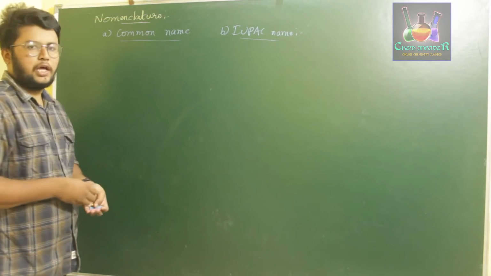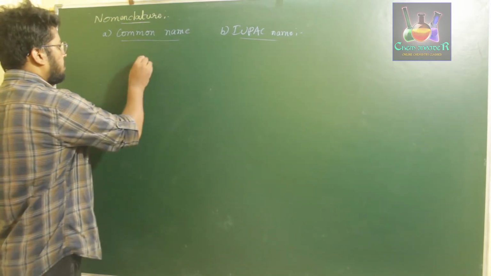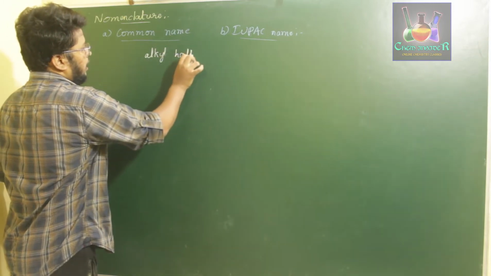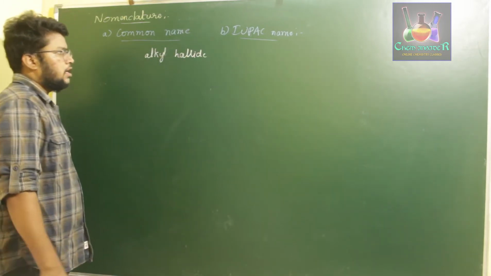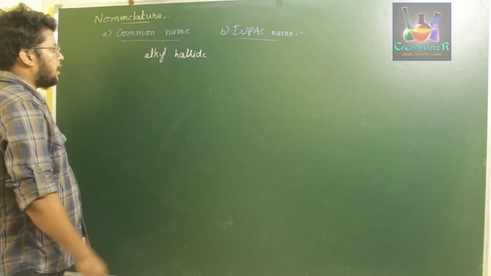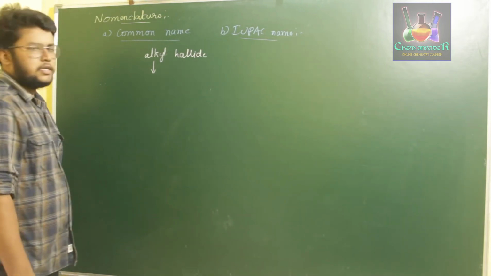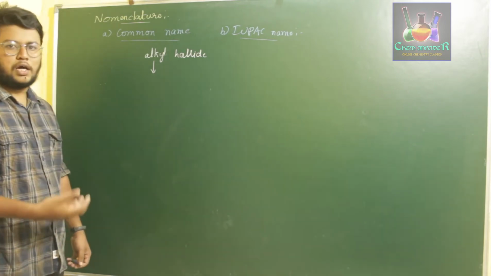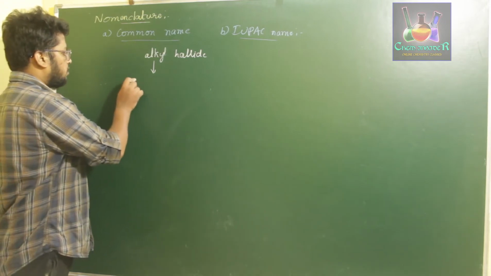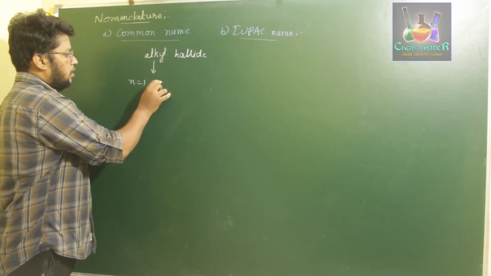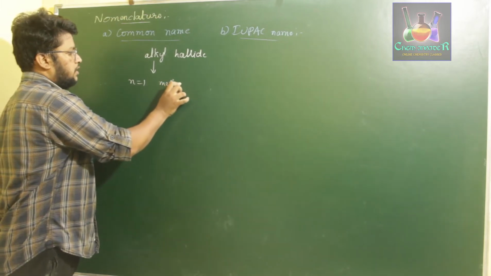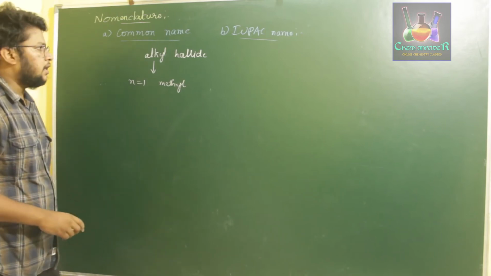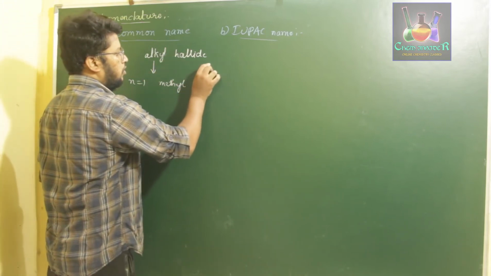For a common name of a haloalkane, we name them in the form of alkyl halide, as these are two separate words. Alkyl is defined based on the number of carbon atoms present. For example, if the number of carbon atoms is 1, we call it methane, so instead of methane we call it the methyl group. And the halide, especially fluorine, will be called fluoride.